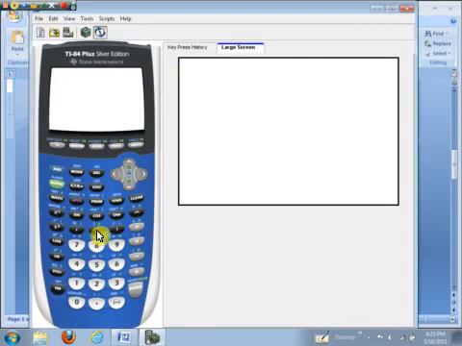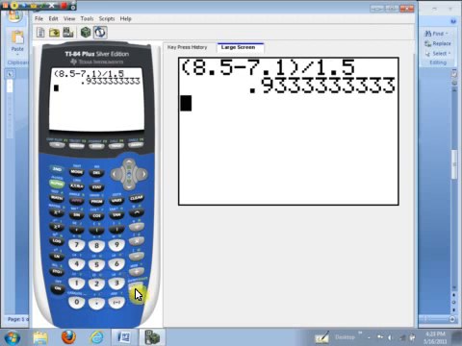So we'll just first hit the left parenthesis. We have to enclose the numerator in parentheses. There's two terms in it. And then we'll put in our numbers here, 8.5 and then minus 7.1. And then close the parentheses, right above the 9 you see the right parenthesis key. And then divide by 1.5. Now notice if I hit the enter key, I get the answer 0.93 repeating.